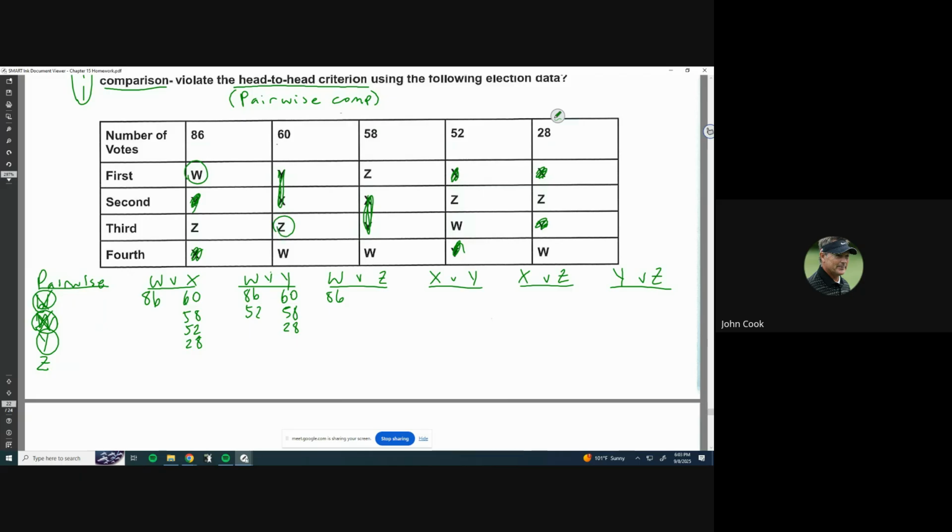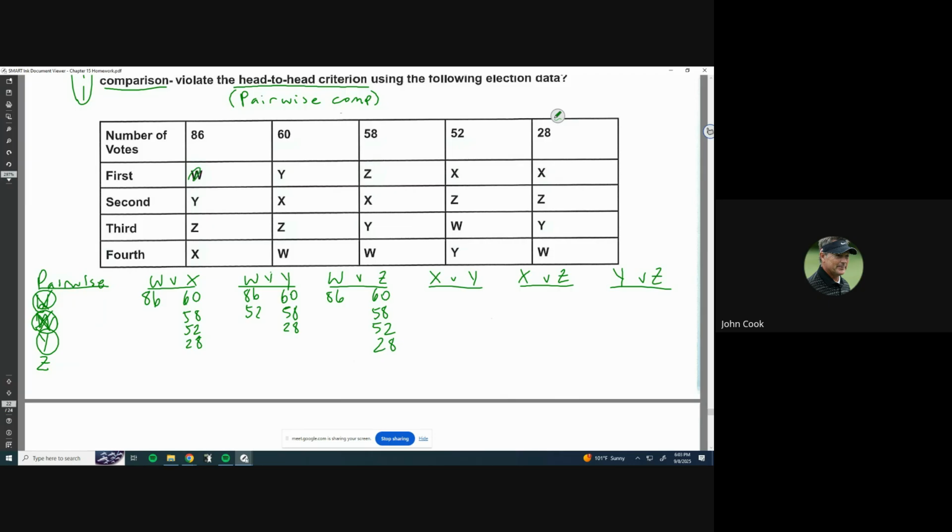So Z has 60, Z has 58, Z has 52, and Z has 28. And I'll add those up later. But it looks like that's going to be the one that has the most numbers on it. So I think that's going to be the winner for that one. Okay. And then now we have X versus Y.